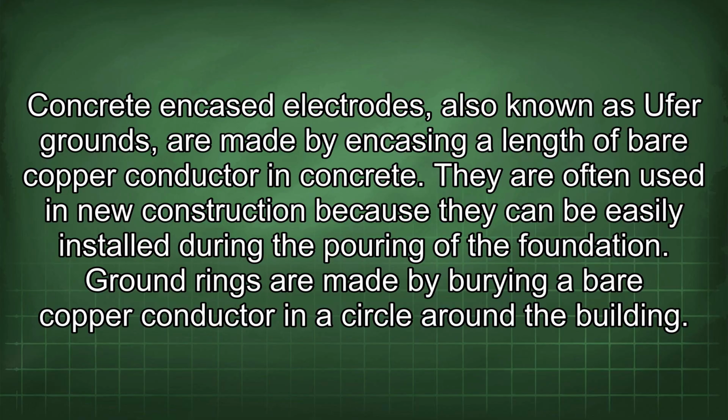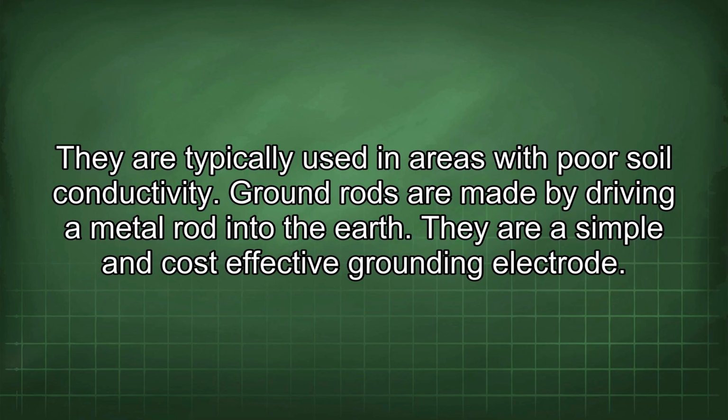Ground rings are made by burying a bare copper conductor in a circle around the building. They are typically used in areas with poor soil conductivity. Ground rods are made by driving a metal rod into the earth. They are a simple and cost-effective grounding electrode.